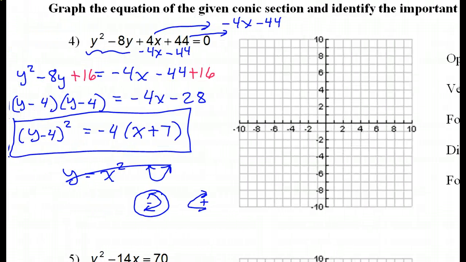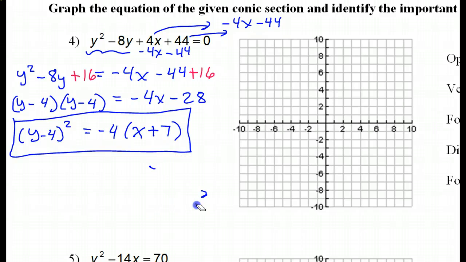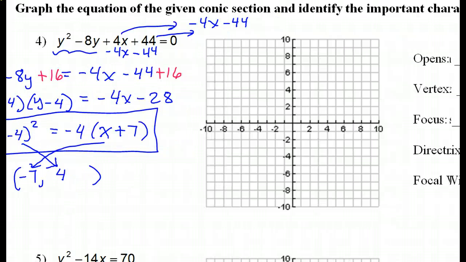Okay, now how about the vertex? Alright, please be careful with the vertex. Notice that the equation is backwards as far as the vertex goes, meaning when we do the vertex, the x-coordinate has to come from the x part of the equation. So it will be the opposite of both of these. So I have positive 7, so it'll be negative 7. Okay, and I have a negative 4, so this will be positive 4. But notice we have to kind of reverse it. Okay, so anyway, that's my vertex, negative 7, comma 4.